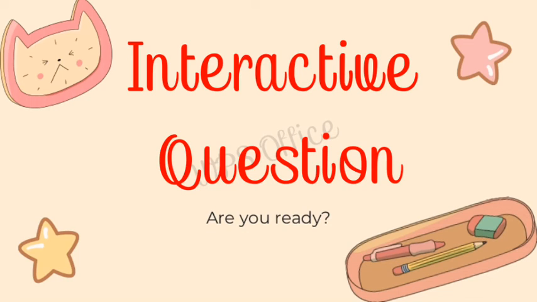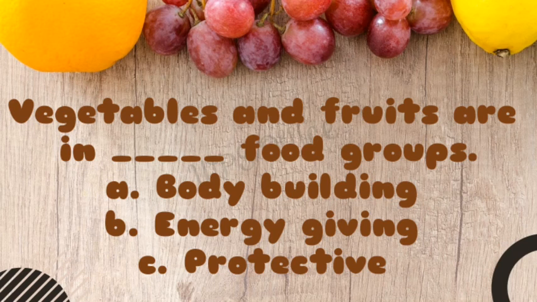I hope you're ready. Are you ready? Wow. Okay, now the question says, vegetables and fruits are in dash food groups. What food group do vegetables and fruit fall into? Bodybuilding, energy giving, or protective food? Which of them? Bravo, my champion. The right option is C, protective food.